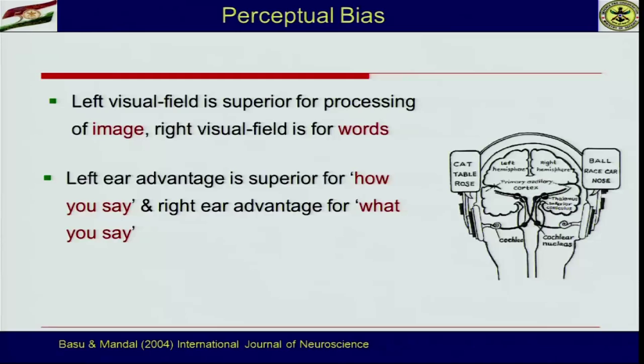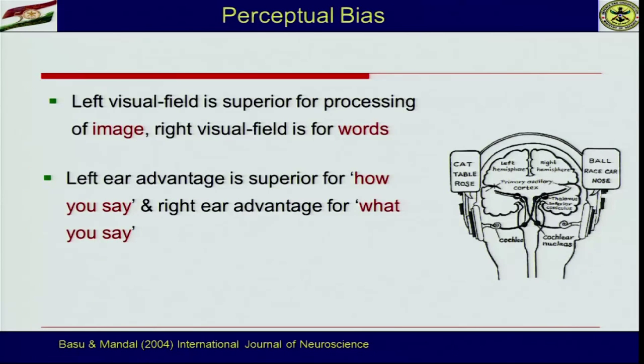And when we refer to lexical processing or words, we know that the left side of the brain becomes dominant, and the right visual field, which has a contralateral connectivity towards the percept, gets better dominance. So, perceptual bias is inherent within our system in the visual field itself. Likewise, we have a dominant ear bias, an auditory bias, also within the system.